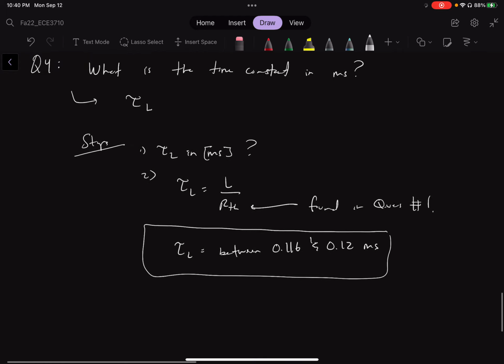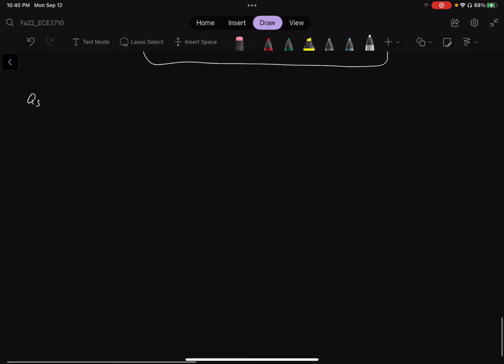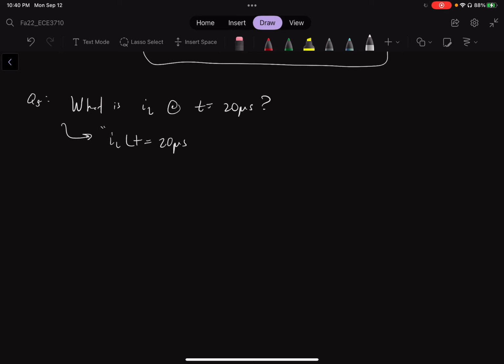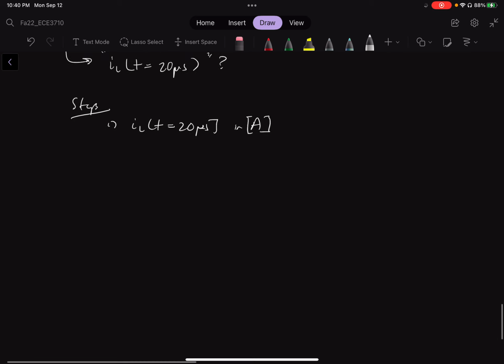All right. Now, last question. Question number 5. What is the current of the inductor at time equal to 20 microseconds? Mathematically, we are looking for IL at t equal to 20 microseconds. How do we do that? We're looking for IL at t equal to 20 microseconds in units of amps.